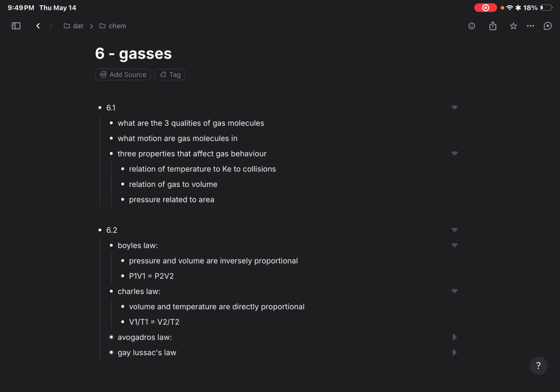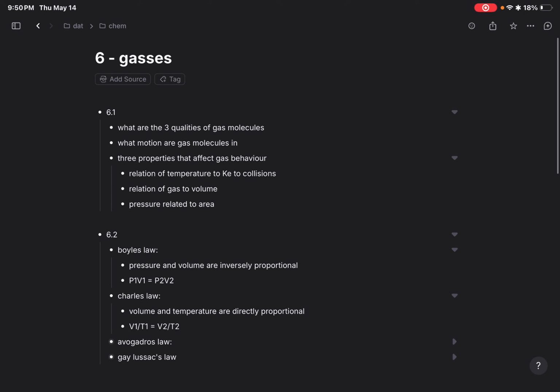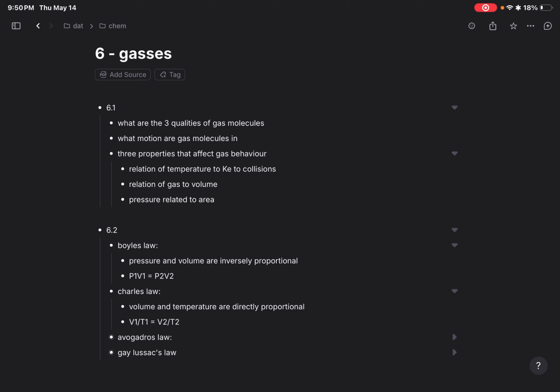Today we're talking about gases in chemistry. So, what are the three qualities of gas molecules? One is that they have lots of space in between molecules. Second is that they exert negligible forces between each other, and third, they are free flowing, in random motion, at a constant speed. Three properties that affect gas behavior are temperature, volume, and pressure.